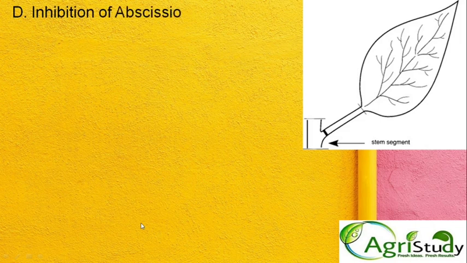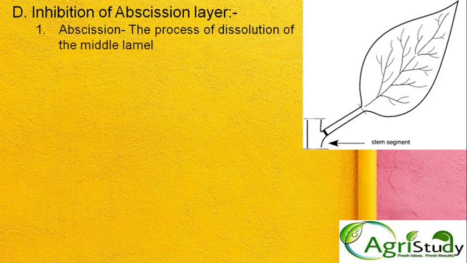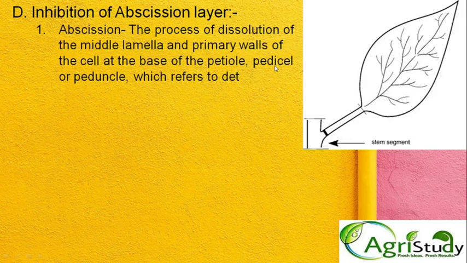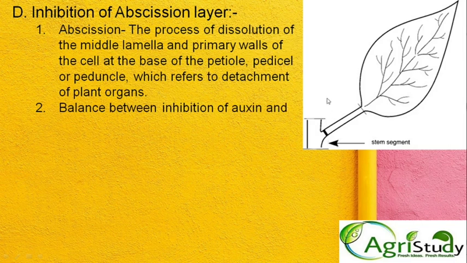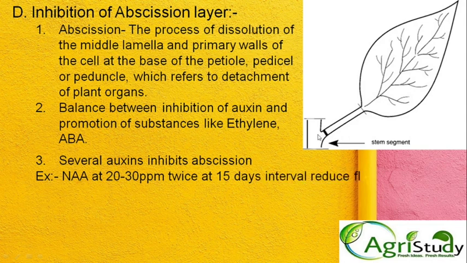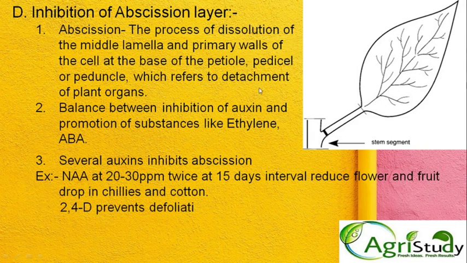Next, another important function, that is the inhibition of the abscission layer. Dear friends, abscission means the process of dissolution of the middle lamella and primary cell wall of the cells at the base of the petiole, pedicel or peduncle. See, this is the base of the petiole, pedicel or peduncle. See here, the abscission has taken place. The middle lamella and primary walls here are getting weakened, and they lead to the detachment of this complete part. They lose the connection. Such a condition is known as abscission.